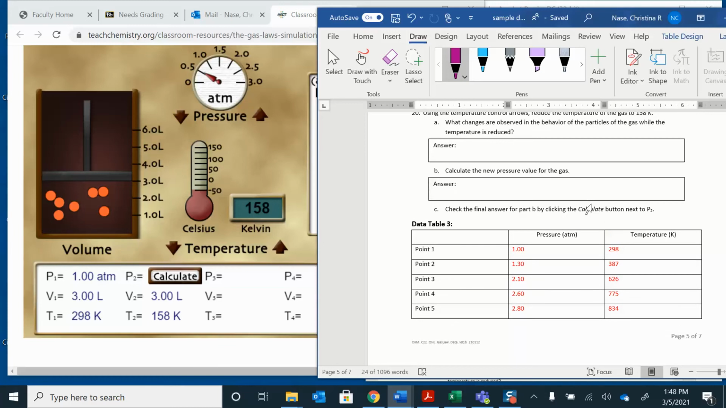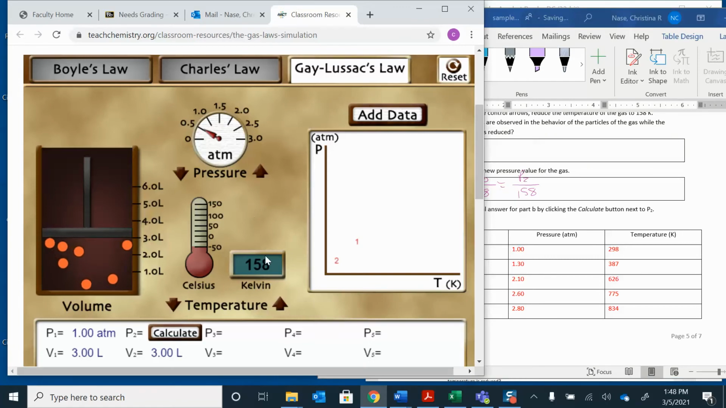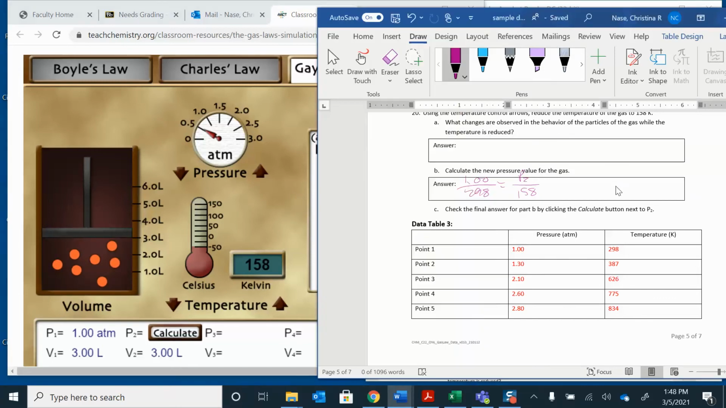So I have P over T is P over T. So I've got my pressure of 1. That's my P1. My T1 is 298, and my P2 is what I'm calculating, and T2 is the 158. So this looks kind of similar to Charles' law, right, where we had this over this equals this over this, and they were directly proportional. So I would expect, as you can actually see happening over here, that if I decrease the temperature, I'm going to decrease the pressure as well. Or if I increase one, I should increase the other. They should be directly proportional.